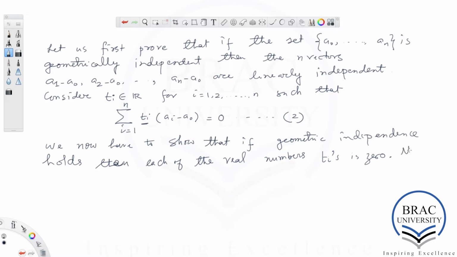Now take this real number t0 such that the sum of these numbers is equal to 0. Such a t0 can always be found, such that equation 3 is satisfied.